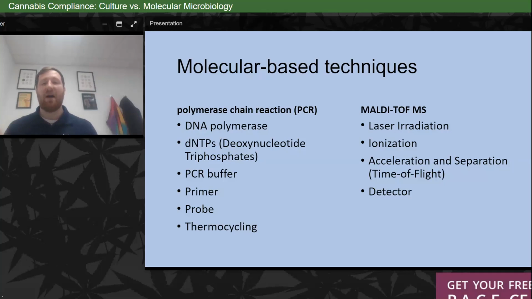But when we talk about PCR, the main players are going to be the DNA polymerase, the dNTPs, the buffer, the primer, the probe, and the thermocycler and thermocycling.